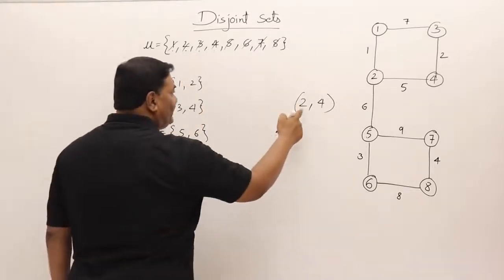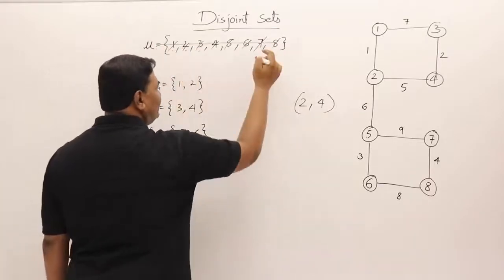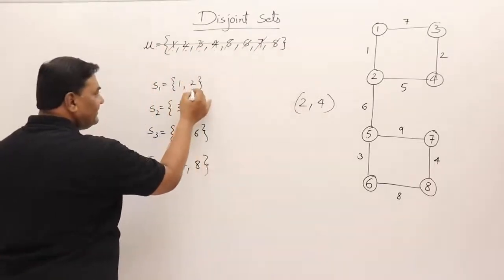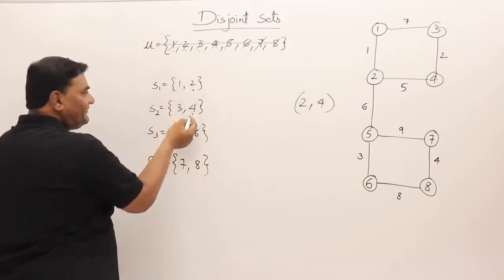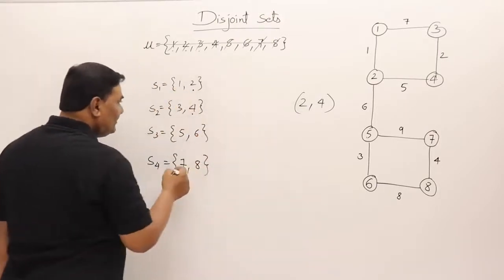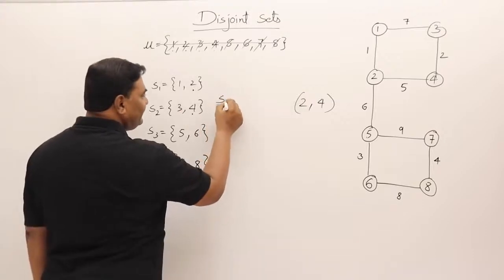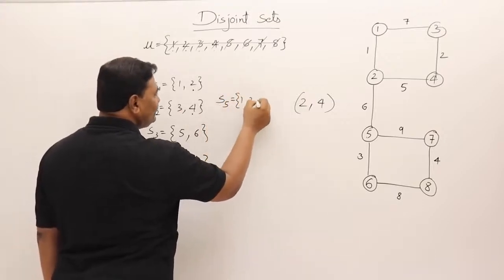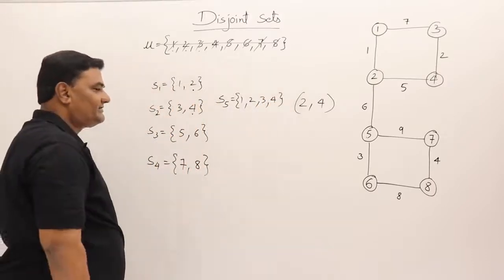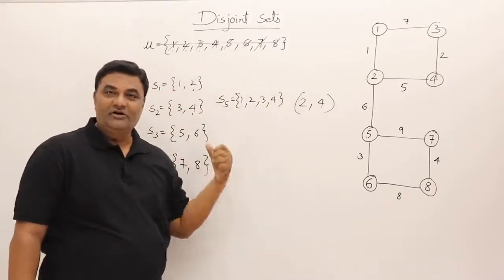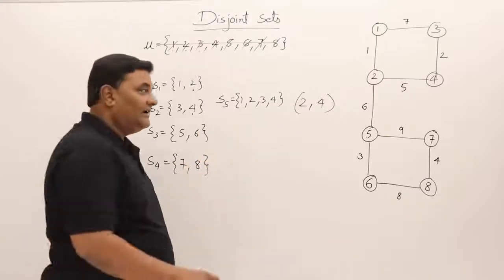Now find 2, it is here. Find 4, it is here. So they are in 2 different sets. So perform union. I will form a new set, set 5, by taking the union of these 2: 1, 2, 3, 4. I have performed union on these 2 sets. So now you can see that union is being performed. Let us go to our next edge.